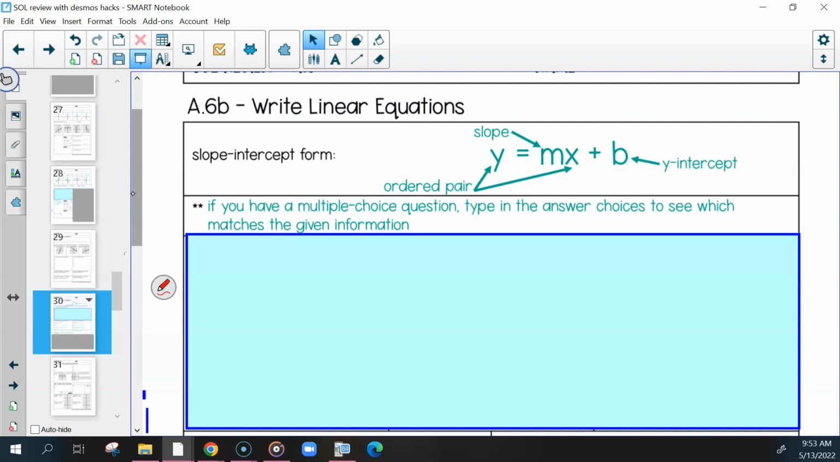For 9, 10, and 11, you would have to write it from the graph, so you'd have to know how to find your slope, how to find your y-intercept. Do we need to see any of those?